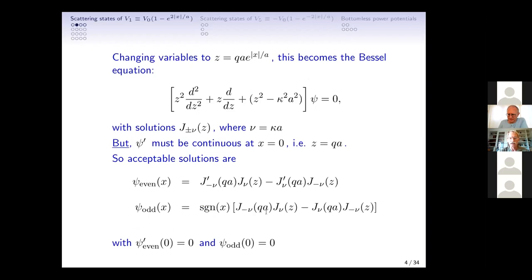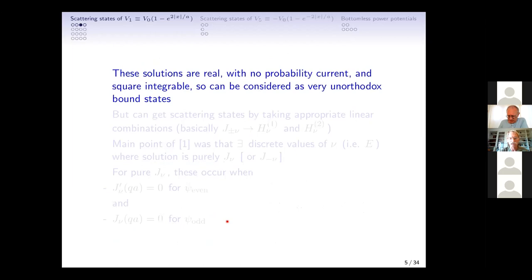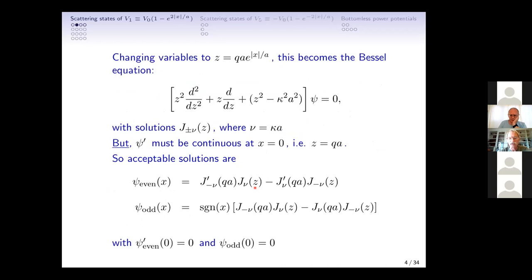They are real, as you see. They're just in terms of J, which is a real argument and a real index. So they're real, so there's actually no probability current. And they're square integrable, which is rather amazing. These Bessel functions are actually square integrable, which is really rather strange. You think classically, if you've got a bottomless potential, that the wave function would just run away and blow up at infinity, but no.